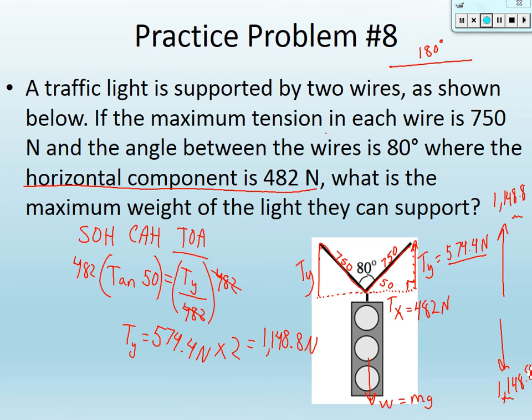Okay, so we know the weight, guys. I'm going to solve it up here. If the weight is equal to mg, and the weight total that you can support with those two cables is 1,148.8, that's equal to m times g. We don't know the mass. That's what we're trying to figure out. Do we know g, though? 9.8. Okay. How could we get the mass by itself? Divide by 9.8.